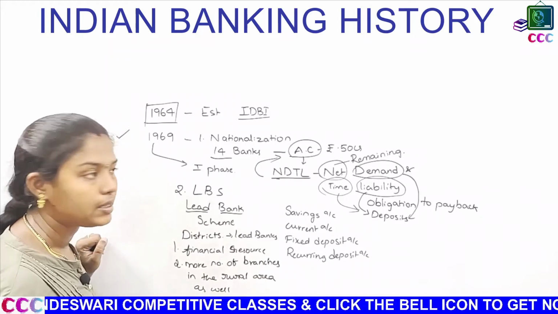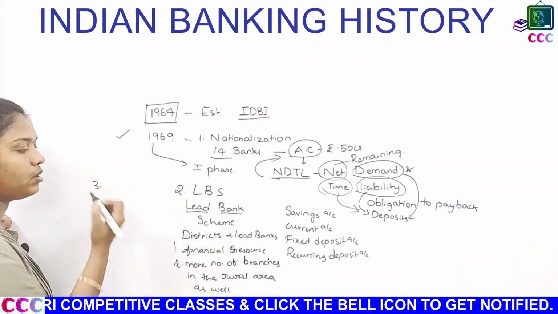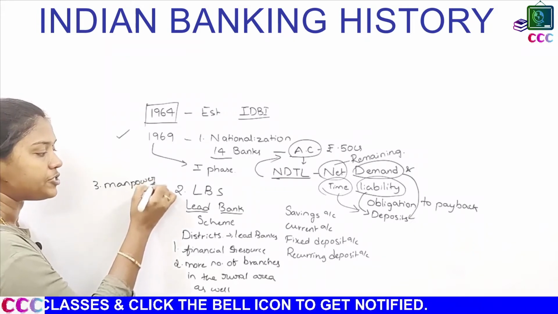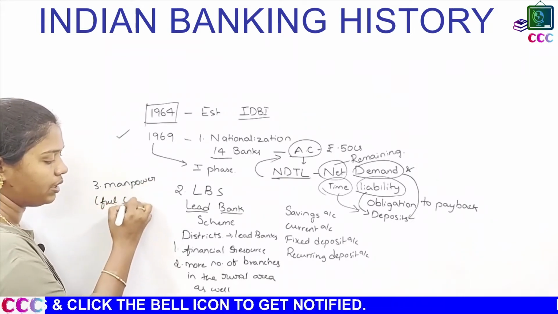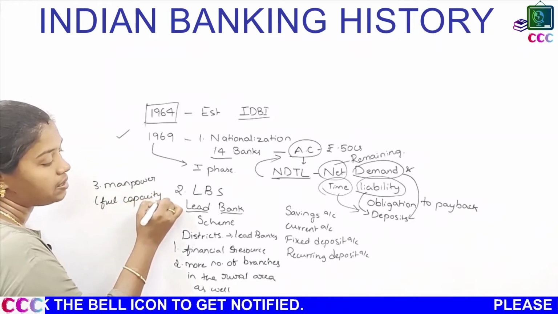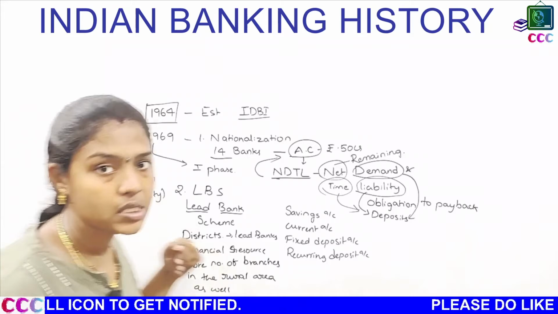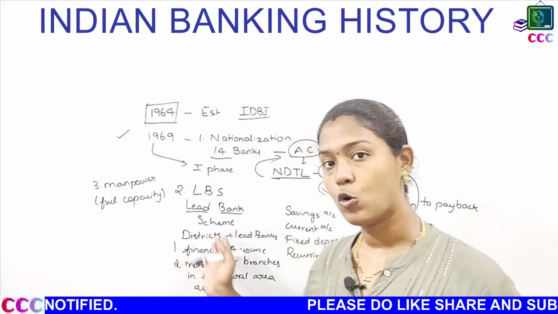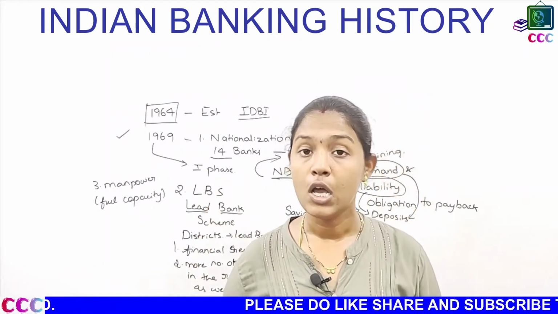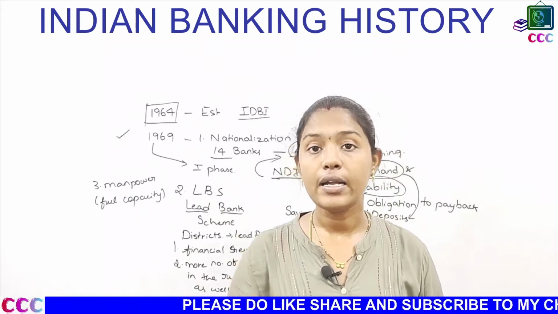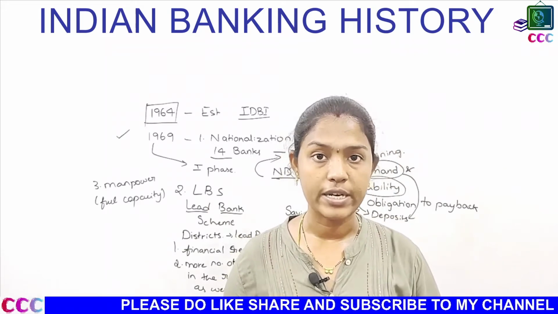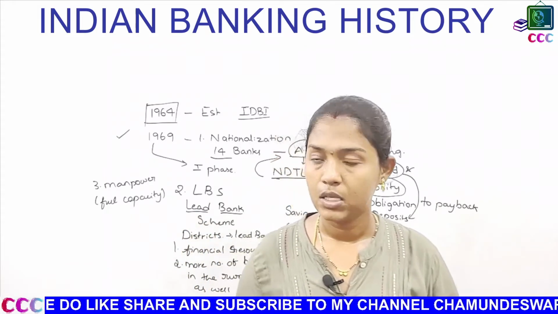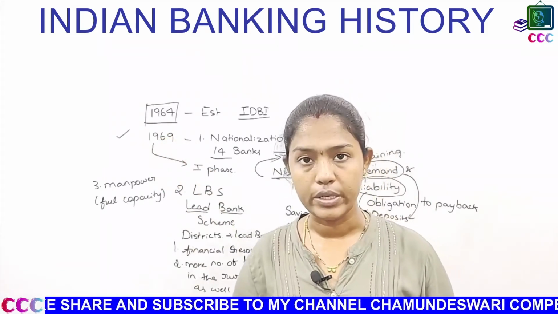And the third thing is manpower, the full capacity of the organization. Full capacity of the organization means it consists of sufficient employees. Okay, so this is what a lead bank is. Those banks which have enough financial capacity, more manpower and more branches in the rural area will be treated as the lead bank for that district, to implement central government rules and regulations, schemes and some central bank rules and regulations also. Clear? So this is the importance of these 2 years.